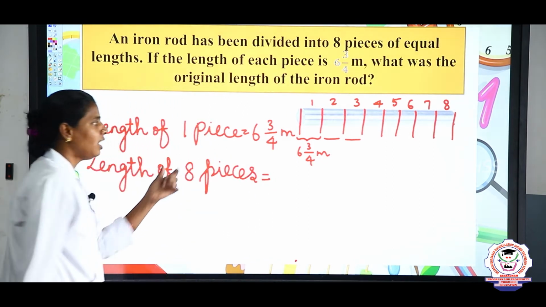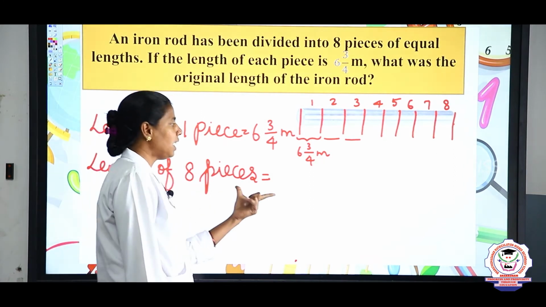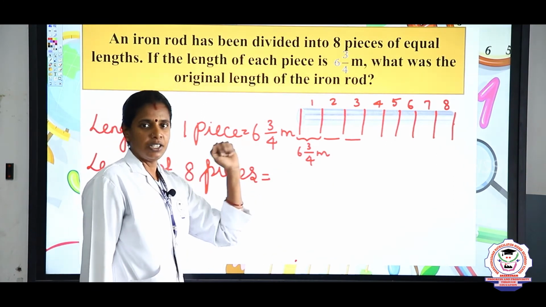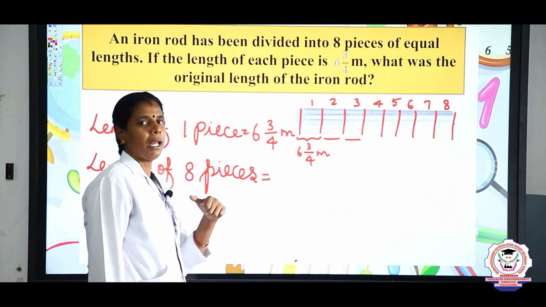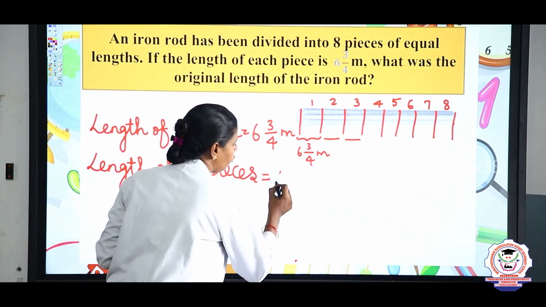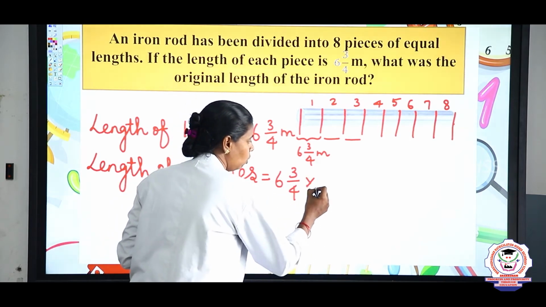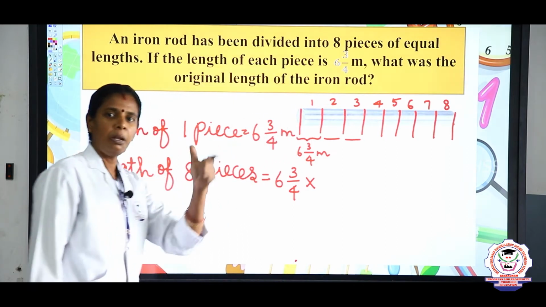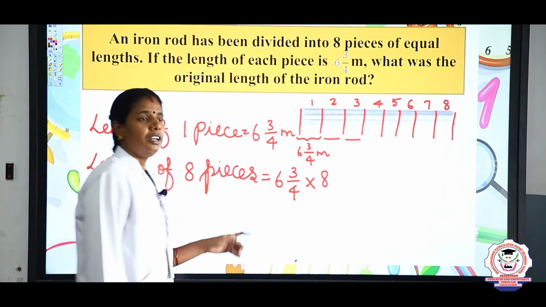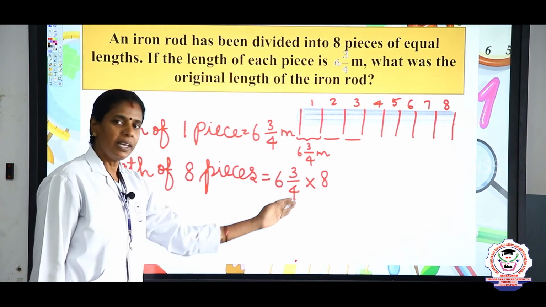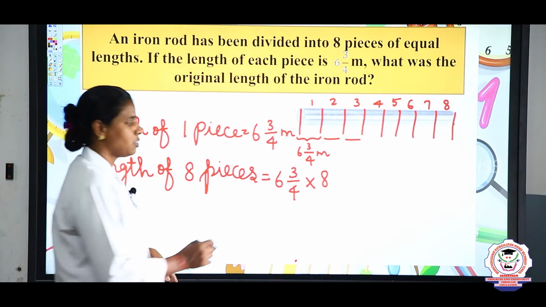See, whenever 1 is given and we need to find for more, we will use multiplication. Multiplication is easier than addition here. So instead of adding 8 times, better that we multiply by 8. So length of one piece is 3 by 4, and we are going to find for 8 pieces, right? So we are going to multiply by 8. Now 3 by 4 is a mixed fraction. We are going to convert it into an improper fraction.